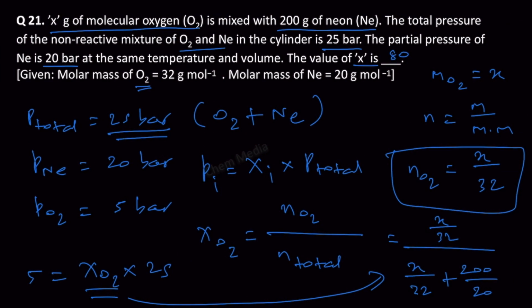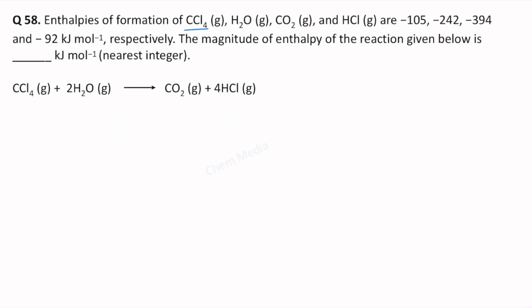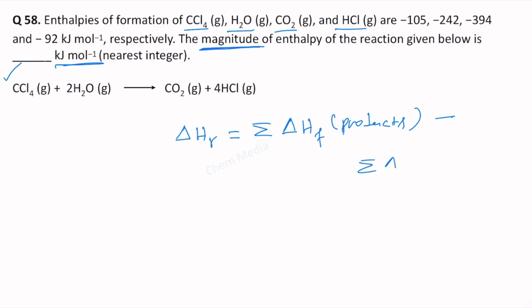That's the correct answer. The enthalpies of formation of CCl4, H2O, CO2 and HCl are given. What is the magnitude of enthalpy of the reaction given below in terms of kilojoules per mole? First of all, is the equation balanced? Yes, it is balanced. And we know that the enthalpy of formation of the reaction is equal to the sum of enthalpy of formation of products minus the sum of enthalpy of formation of the reactants. All the values are given and therefore let's substitute those values.